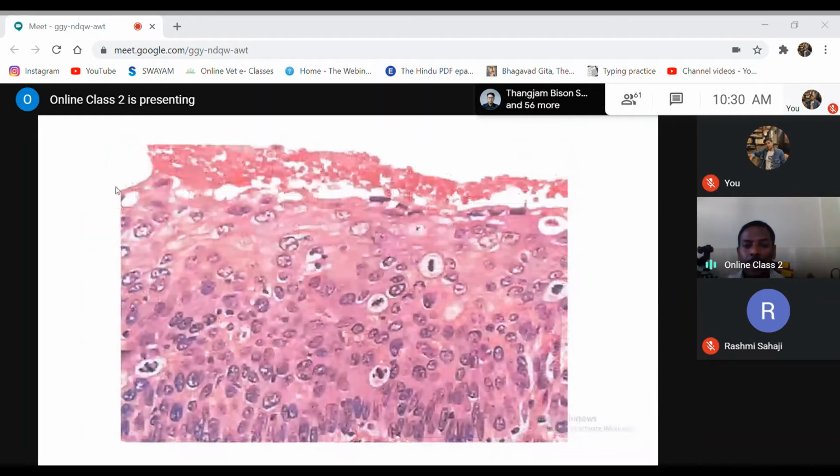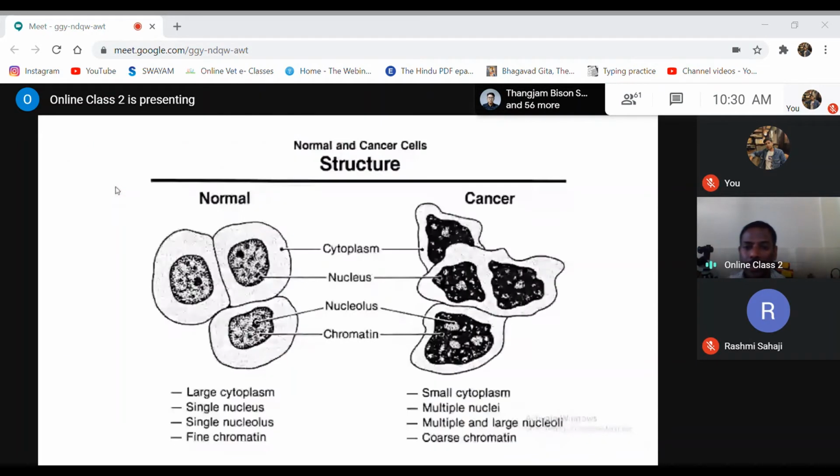And another important feature you can find in the nucleus is that the nucleus will be more darker. It will be hyperchromatic in nature. It will be more darker in color than the normal nucleus. Clear? The nucleus will be larger in size. It will be more darker. You can find multiple nucleus. And you can also find multiple nucleoli.